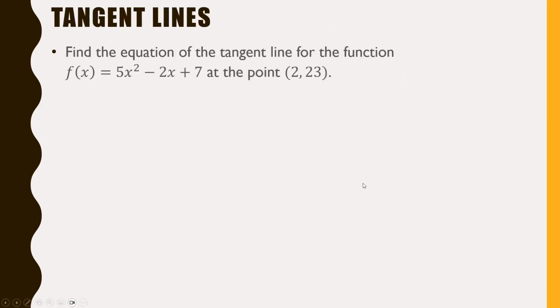So first of all, find the equation of the tangent line for this function. So here's the trick here. We're given a function. We want to find the tangent line at this point (2, 23). A tangent line, of course, is a line that just grazes the surface of the function at that particular point. Now, the important thing to understand is if this tangent line is grazing the surface at that point, that tells us that this tangent line must have the same slope at that point as the actual function does.